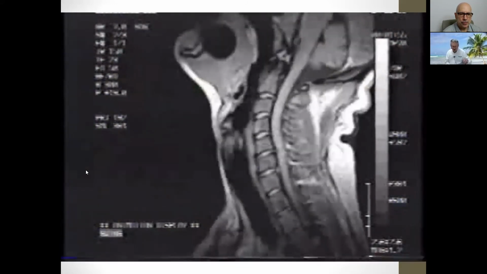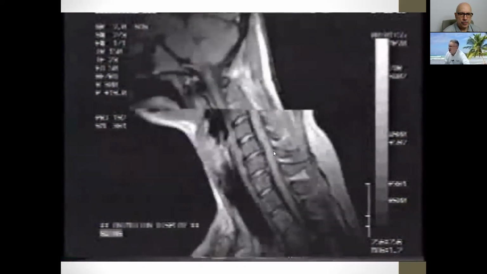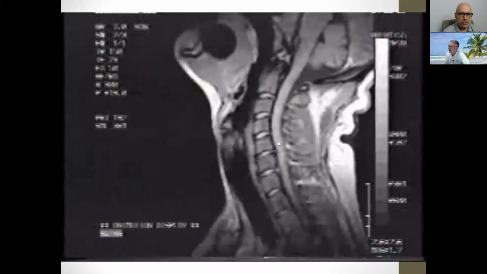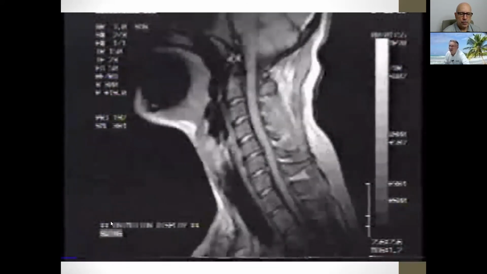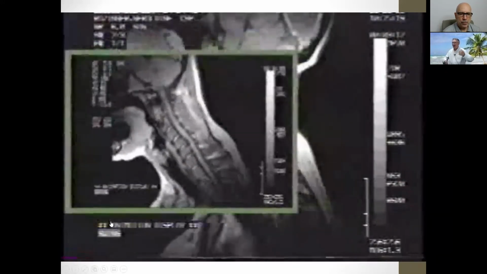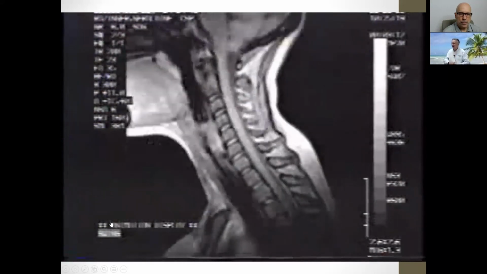And you can see back here, kind of in the middle, how we have degenerative material that's causing impact on the spinal cord as the person flexes and extends. So imagine what's happening, bang, bang, bang. What a way to live life. Right.